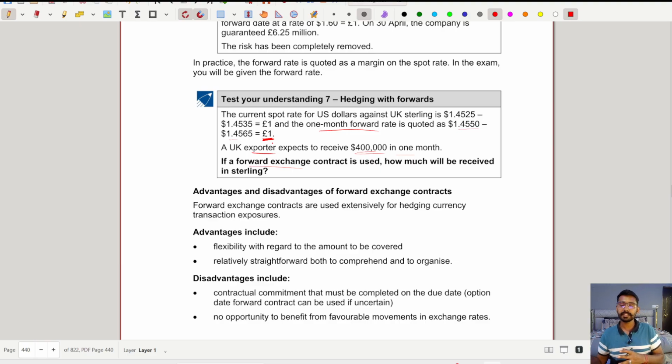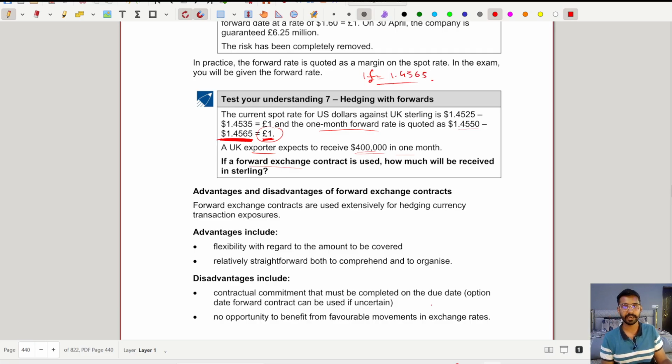Another way to look at it is, you are an exporter, you are going to receive dollars, you will sell the dollars to the bank. If you are selling dollars, you are buying pounds. If you are buying pounds, the bank is selling pounds. So either way, the bank will be selling pounds. If the bank is selling pounds, we are going to use the higher rate because the bank will sell it for a higher amount. So the exchange rate will be 1 pound is equal to 1.4565.